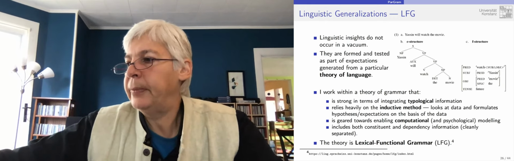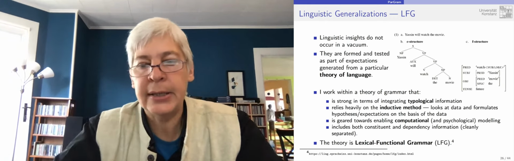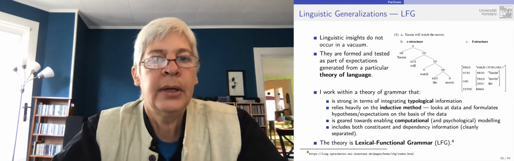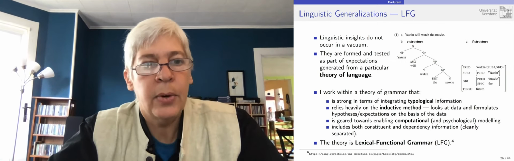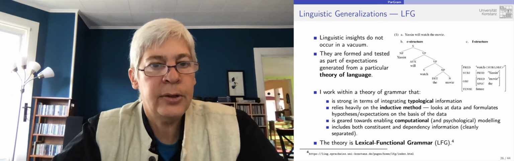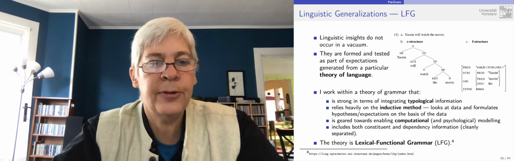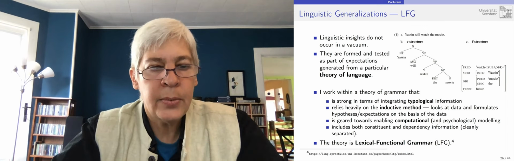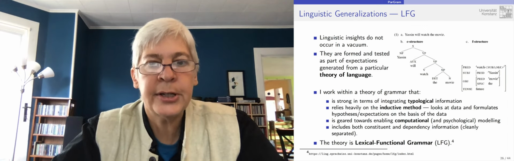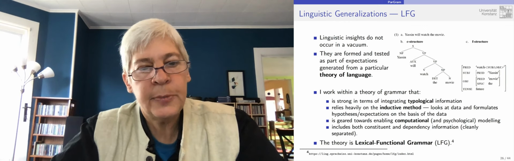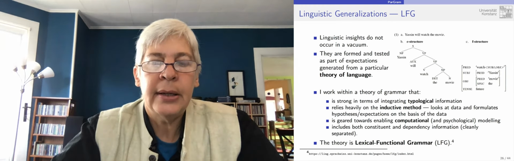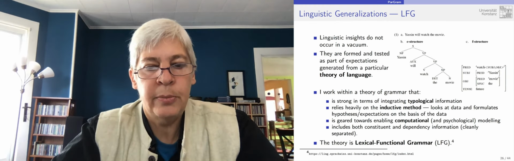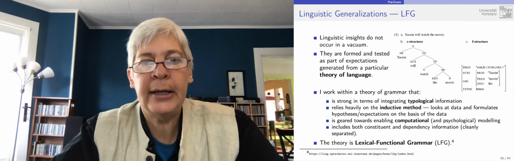Okay, so I've done now with the Urdu case study, and I'd like to quickly go into linguistic generalizations and say how I work. So linguistic insights do not occur in a vacuum. They are formed and tested as part of expectations generated from a particular theory of language. And I work within a theory called lexical functional grammar, LFG. This has been very strong in terms of integrating typological information and is very much oriented towards computational modeling. So it's a computational friendly theory.